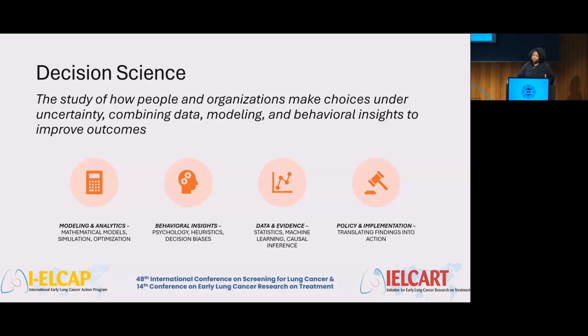We have data and evidence. We can't build these models without statistics, without the machine learning, which I've heard about over the last couple of days. We have causal inference here. You may also use AI to some extent. But we need the data to support the mathematical model. And then hopefully eventually we get to the point of policy and implementation. And we're able to not just take these models as an academic exercise, but try to figure out how we can actually implement them in an optimal way.